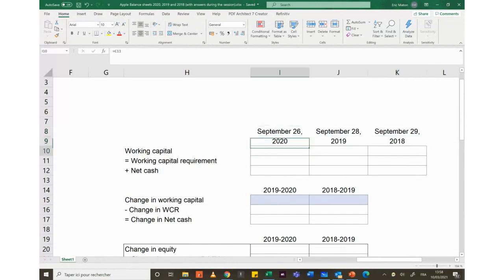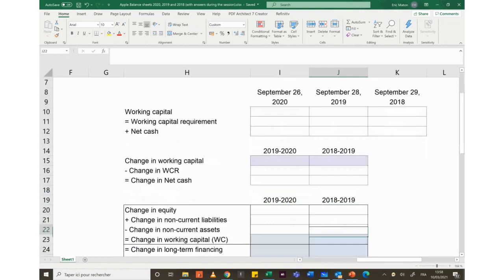So the working capital is equal to the operating working capital plus the net cash. So we want the three values all the time. What is interesting is to check the evolution. To see if the working capital increases more than the working capital requirement. If we increase more the working capital than the working capital requirement, it means we increase the net cash.